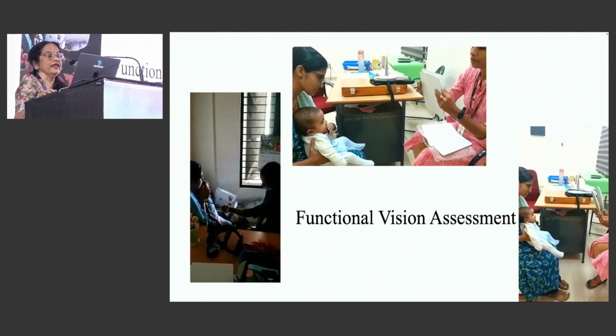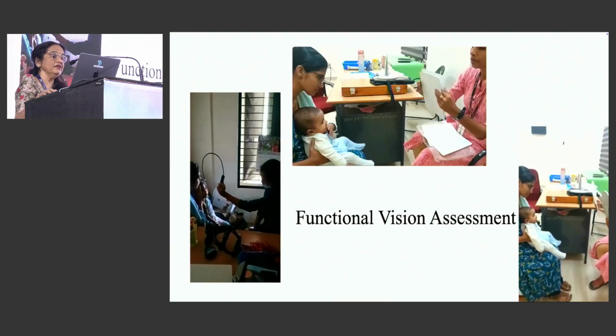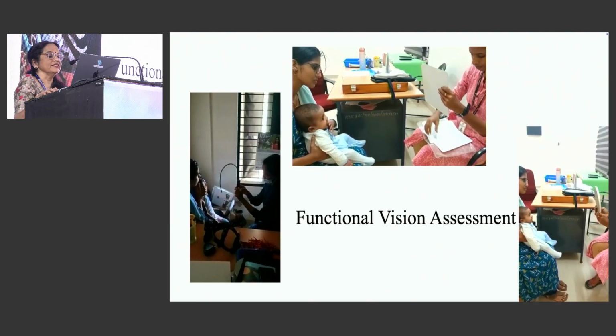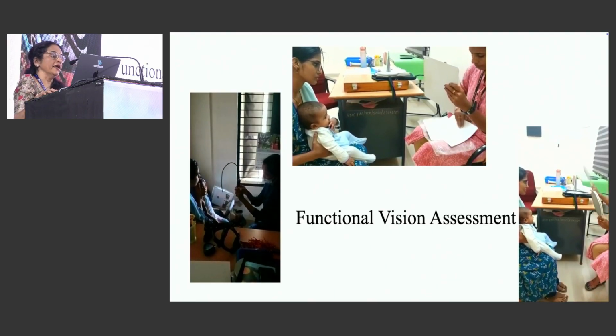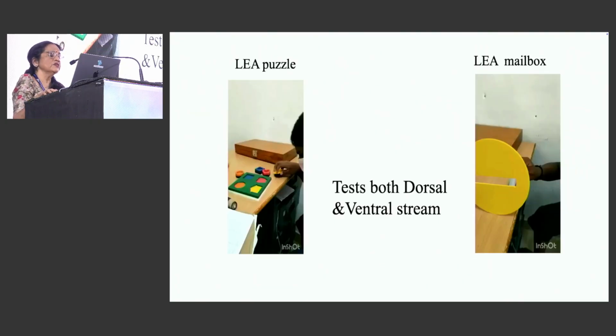That is visual acuity in young children with LEA paddles. Then contrast sensitivity by hiding HID and also visual fields. Then in older children, we also employ LEA puzzle and LEA mailbox, which tests both the dorsal and the ventral stream.